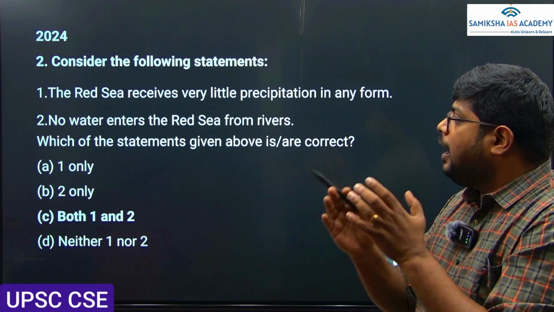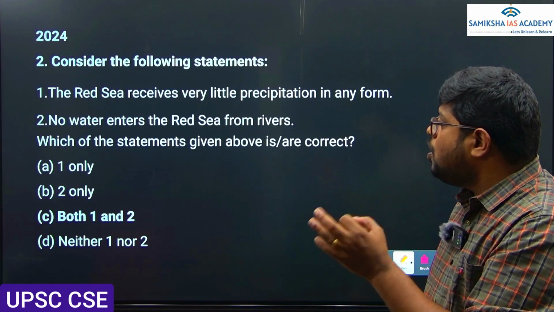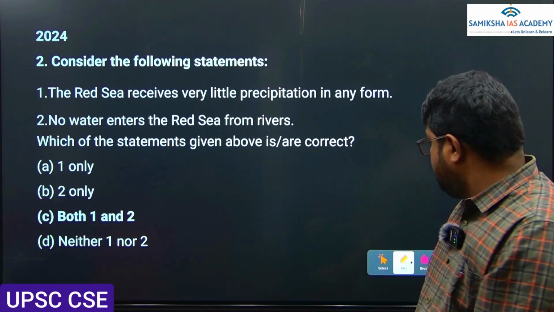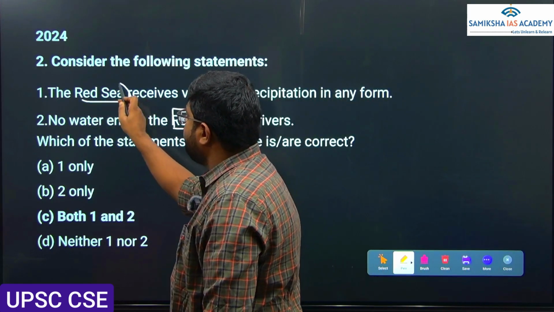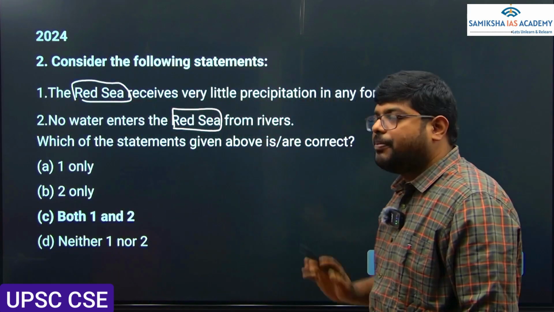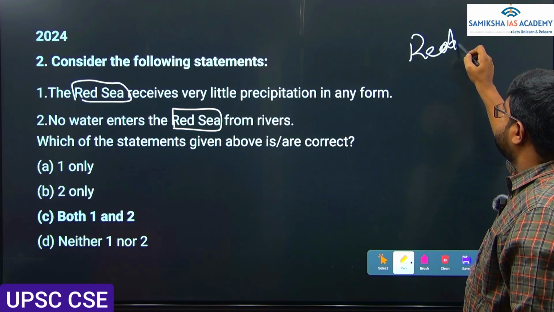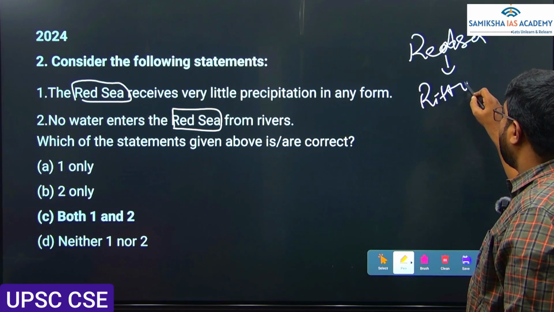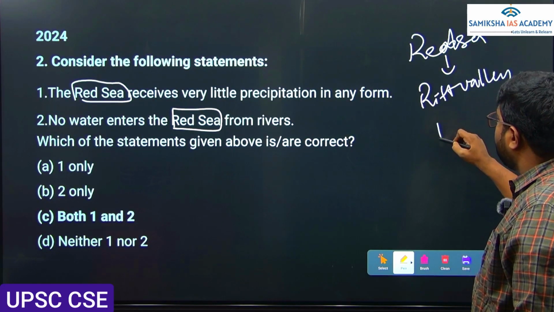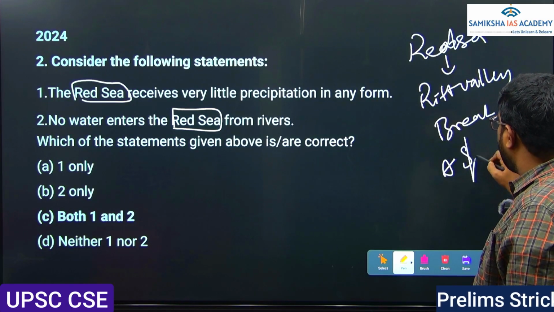Now, the Red Sea receives very little precipitation in any form. No water enters the Red Sea. Here the keyword is Red Sea. Whenever we see Red Sea, immediately go to the rough page. And what do we do in the rough page? Red Sea is a rift valley. It is a breakage between Asia and Africa.